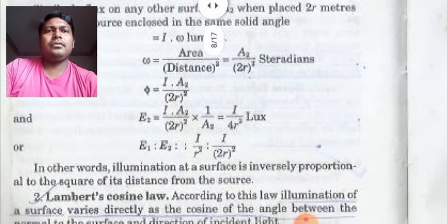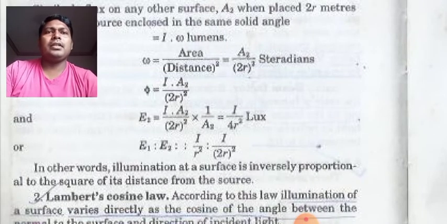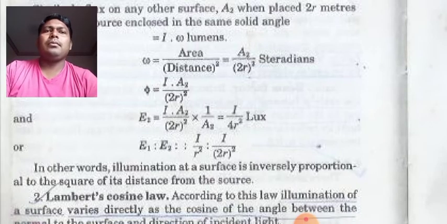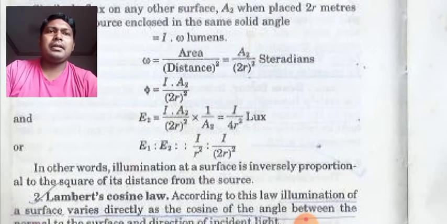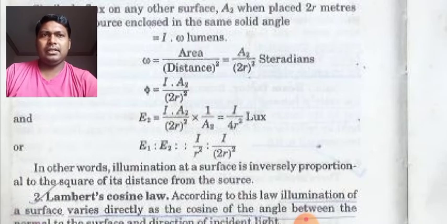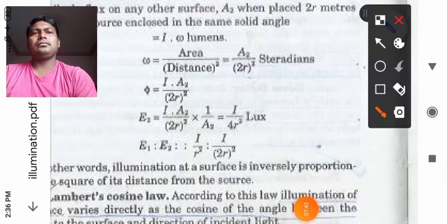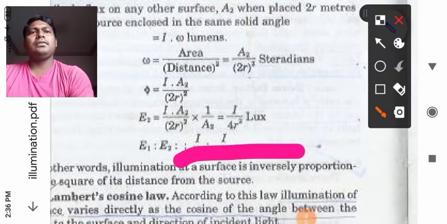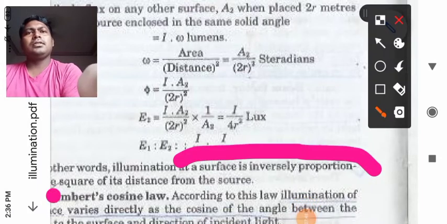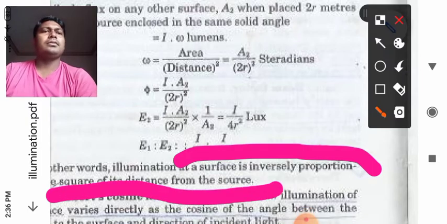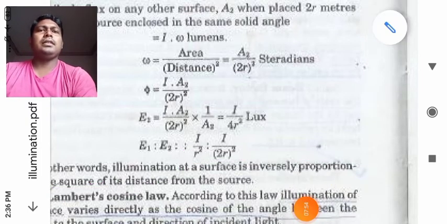And if we find the ratio between E1 and E2, that will be E1 is to E2 is to 1 by R square is to 1 by 2R square. In other words, illumination at a surface is inversely proportional to the square of its distance from the source. So finally we conclude that the illumination of a surface is inversely proportional to the square of its distance from the source. So this is very important.